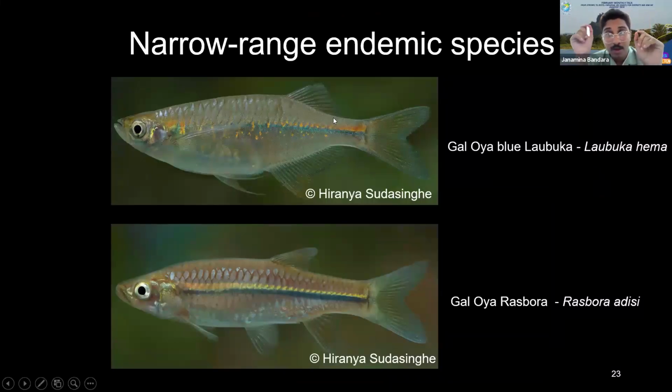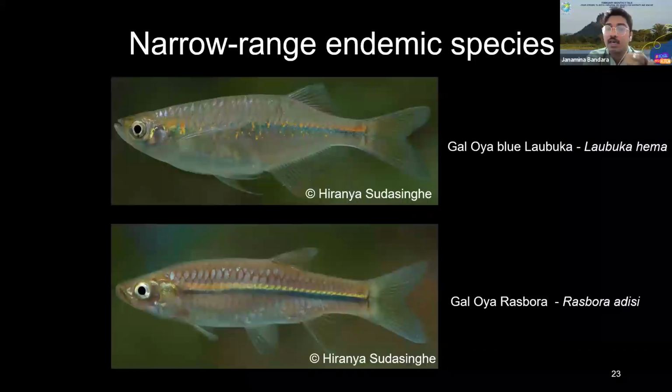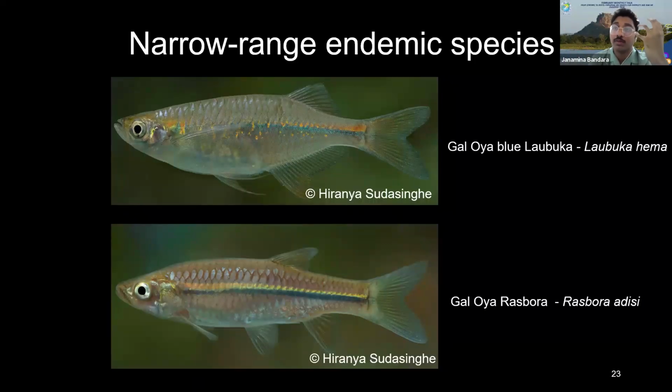And I have to mention, I told you, guys, that there are some species which have very limited ranges, range restricted endemics. These two species were described very recently, but they are range restricted. They are confined to the Galloya catchment headwaters: the Galloya Laubuka Hema, and Rasbora adisi, the Galloya Rasbora species. So these are narrow range, range restricted endemics, of course.